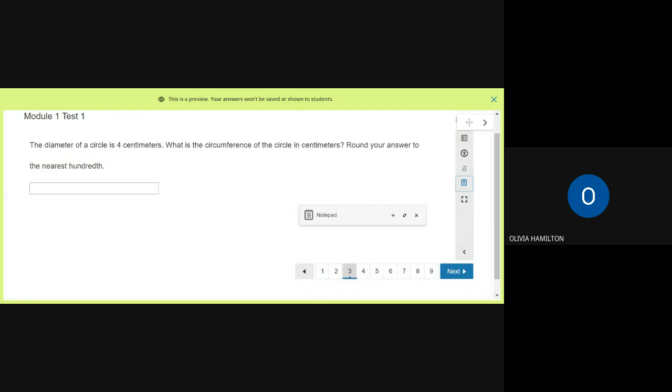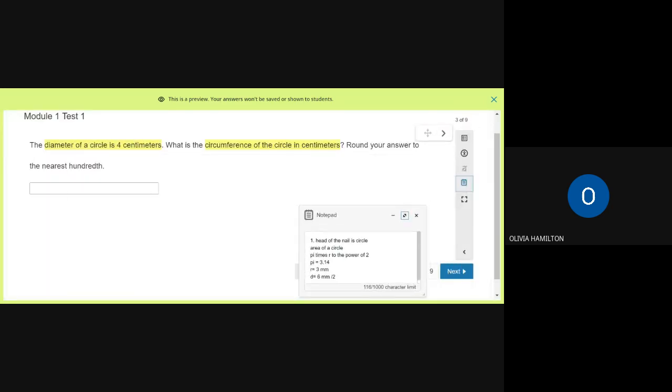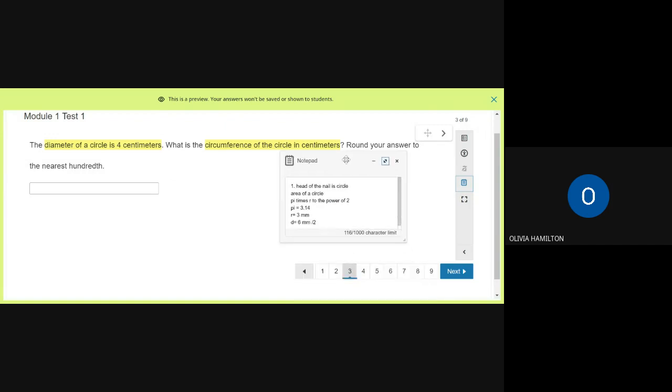So I read the problem. The question is asking for the circumference of a circle in centimeters. Notice it doesn't say square centimeters, because if it had said square, that is specifically area. So I'm looking for the circumference. They gave me the diameter of a circle is 4 centimeters. So I have the diameter. So going to my notepad.